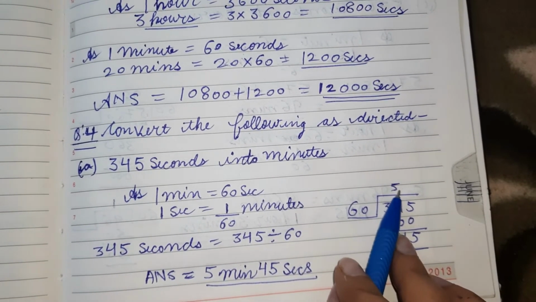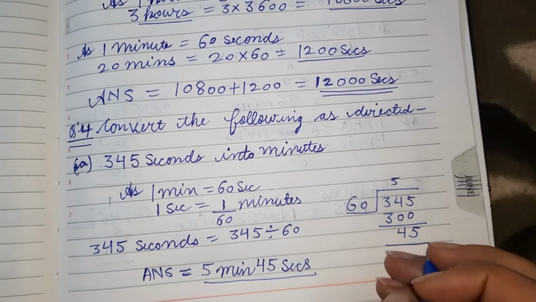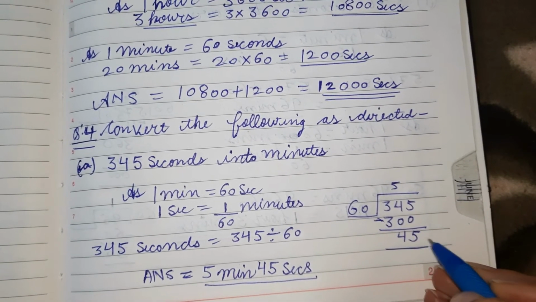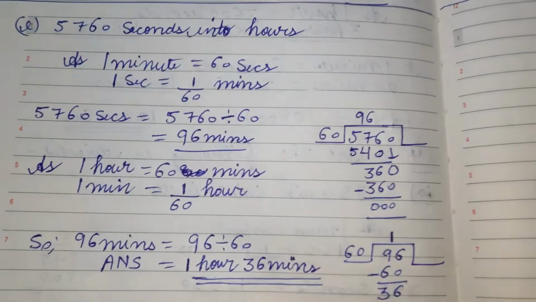You will get 5 as the quotient. 60 into 5 is 300, and the remainder will be 45. That means 5 minutes and 45 seconds will be the answer. 5 minutes and 45 seconds.